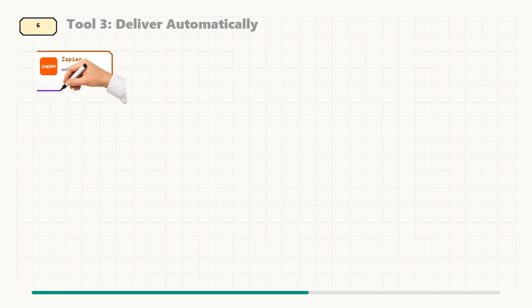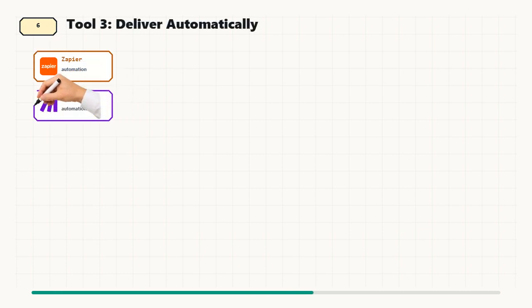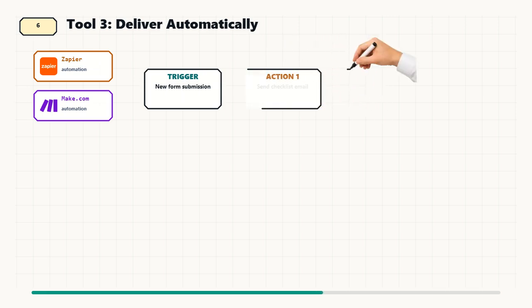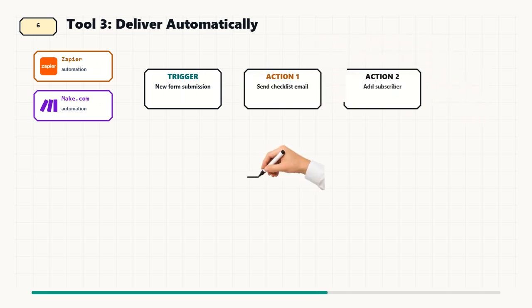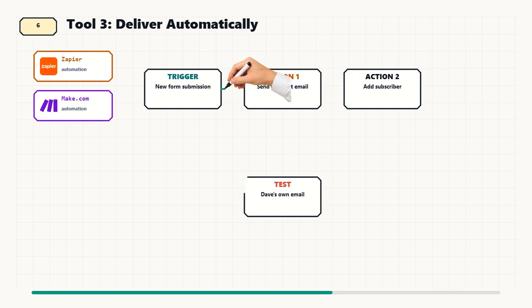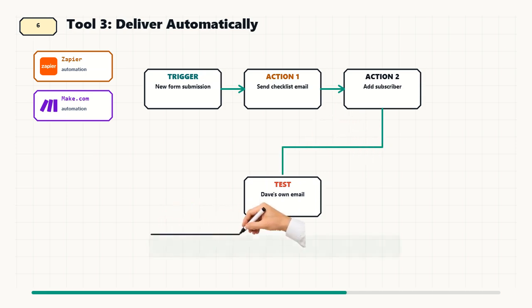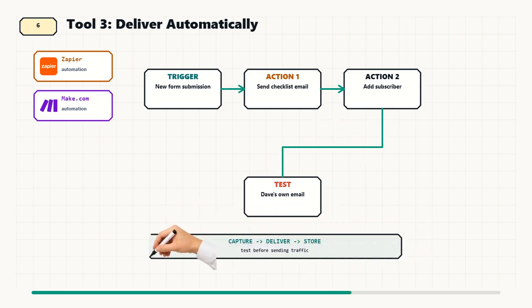Tool 3 is Zapier or Make. This is what makes the funnel feel professional. When Maya submits the form, the automation runs. Trigger, new form submission. Action 1, send the checklist email. Action 2, add Maya to the email list. Dave tests it with his own email before he sends traffic. The rule is simple: capture, deliver, store.